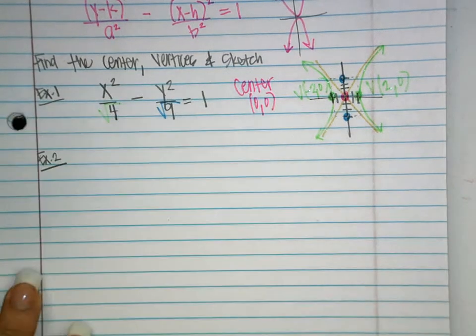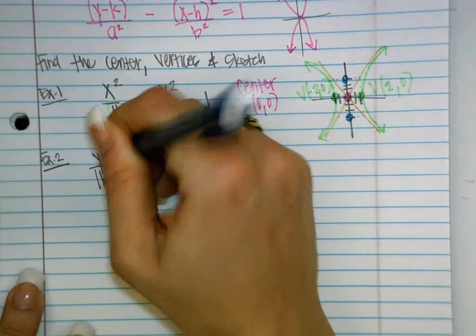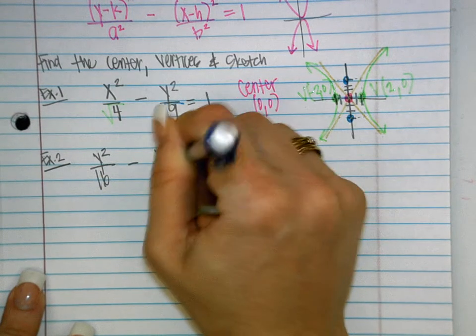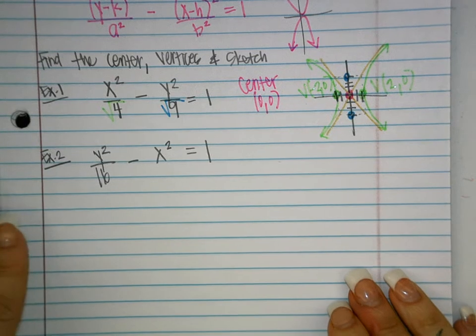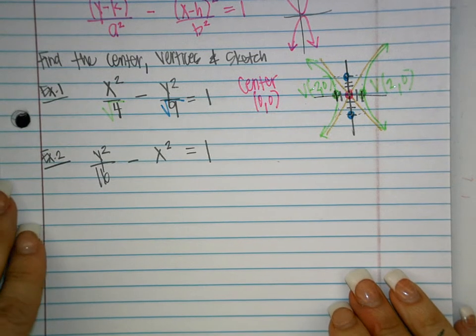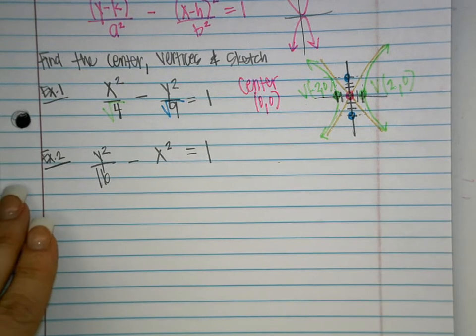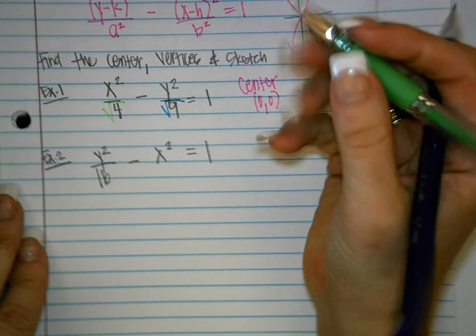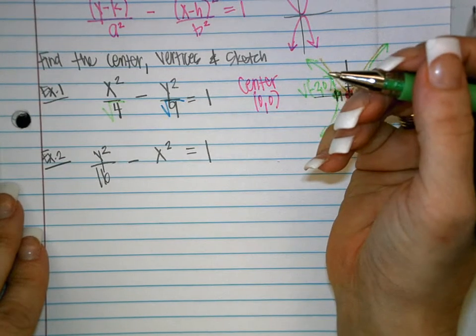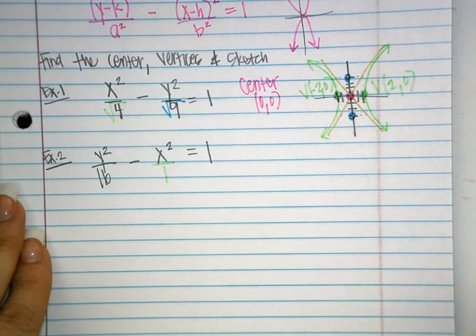Same thing. I'm going to sketch, find the center and the vertices of y squared over 16 minus x squared equals 1. First thing we want to do is make sure this is in standard form. What's missing as far as the x goes? The denominator. So what does the denominator have to be? A 1. So you can write it over 1. You don't have to, but you can if it helps you.